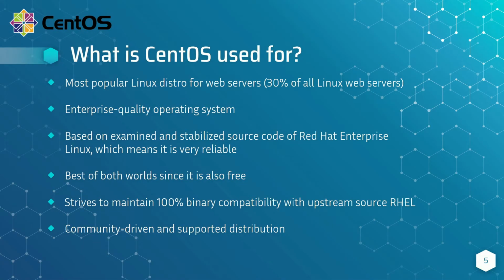So what is CentOS used for? It's actually one of the most popular Linux distros for web servers at the moment. So from my research, around 30% of all Linux web servers actually run this OS. So why is this the case? It is an enterprise quality operating system first and foremost. It's based on something that's been examined, a stabilized source code of Red Hat Enterprise. So what this means is that it is very stable.